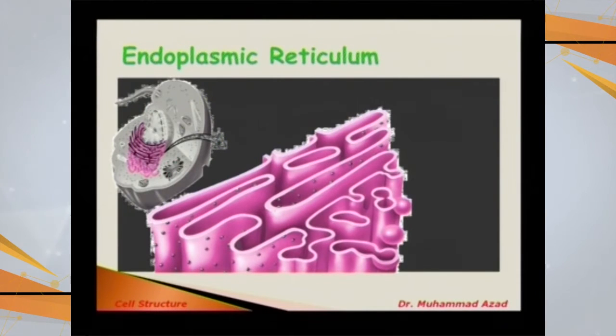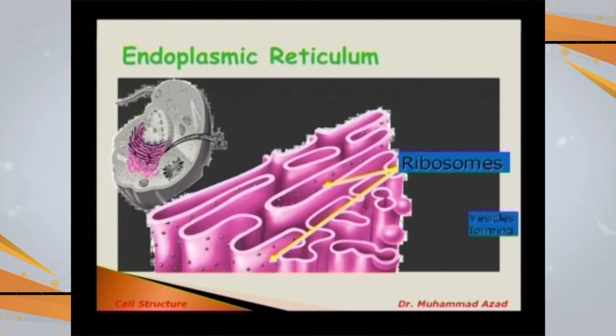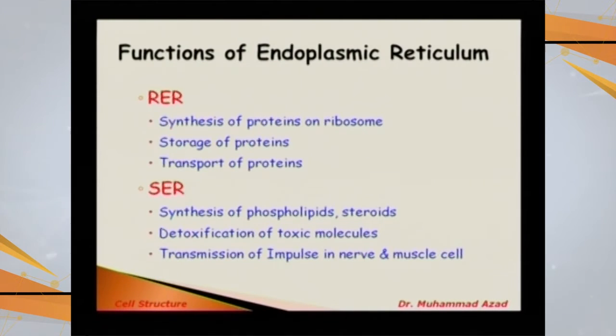Another view of endoplasmic reticulum. These membranes are smooth, but these membranes have ribosomes attached to them. So this is the rough endoplasmic reticulum, and this membrane has none of these ribosomes, so this is a smooth endoplasmic reticulum. These are the ribosomes present there. These are the various vesicles which bud from the smooth endoplasmic reticulum.